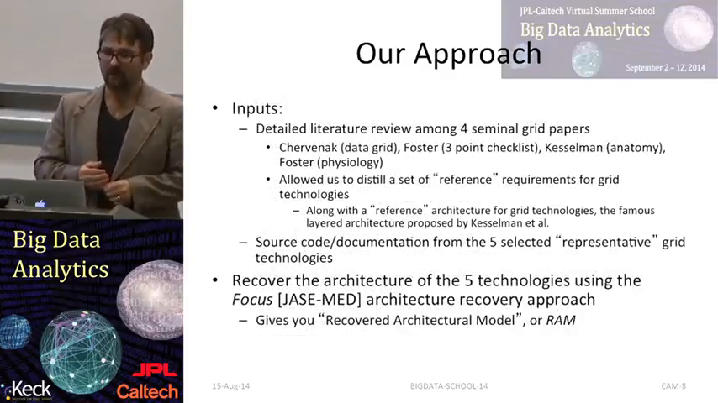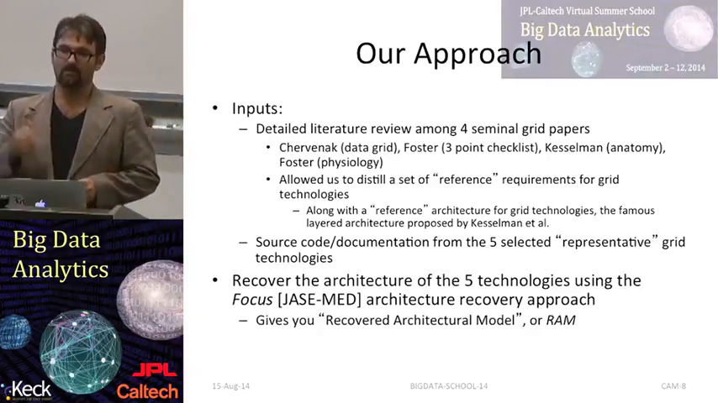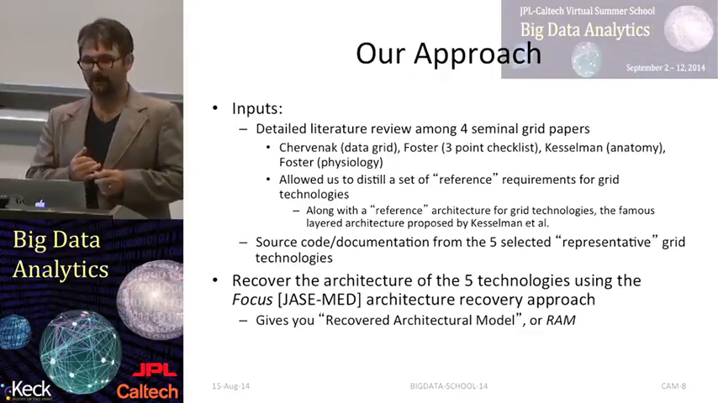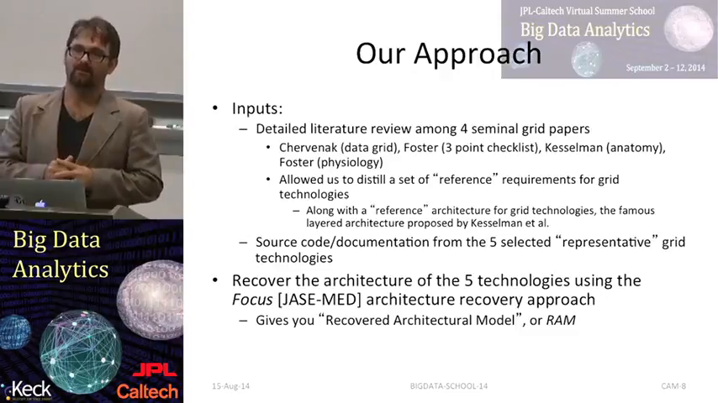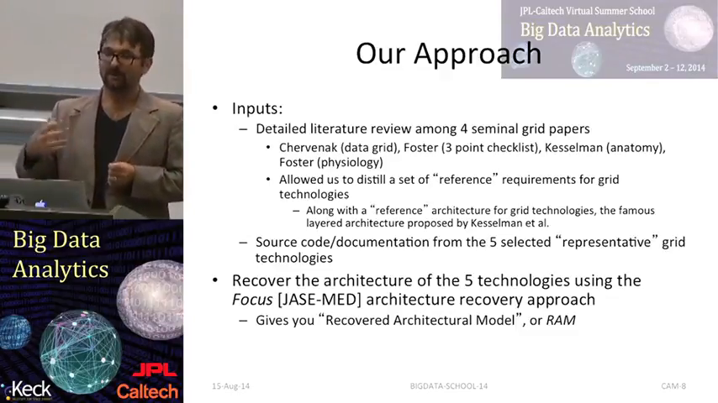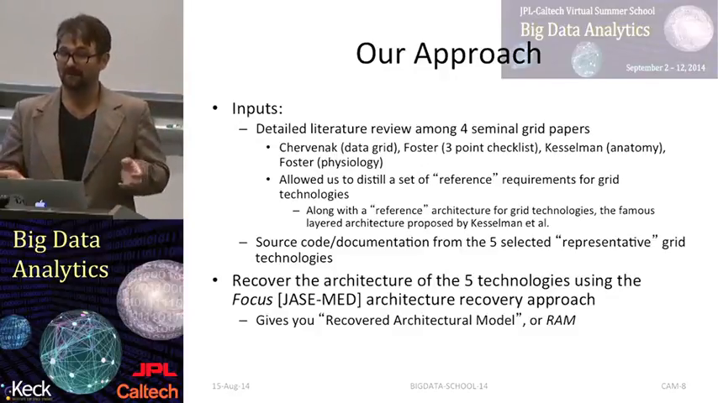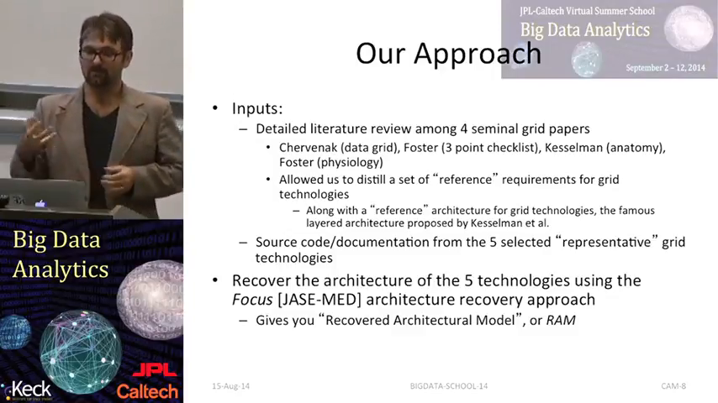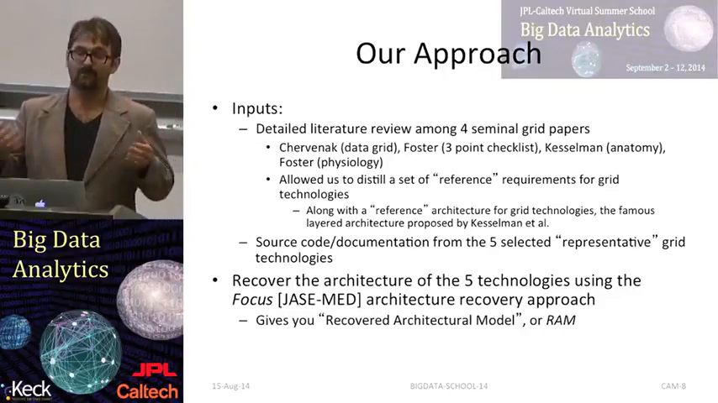So our approach was to initially do a detailed literature review and to try and look at the 4 seminal grid papers at the time, which was this data grid paper by Ann Chervenak, as well as 3 papers from Foster and Kesselman on the grid's anatomy, its physiology, and a checklist of what it means to be a grid software technology. So looking at these literatures allowed us to distill a set of reference requirements. Where have you guys heard that before, right? We talked about reference architectures and domain-specific software architectures. We came up with a set of reference requirements for the domain of grid computing.